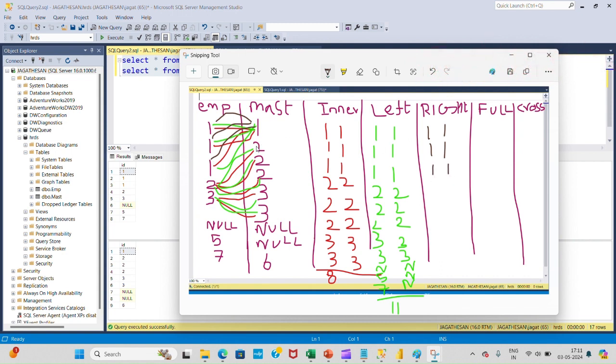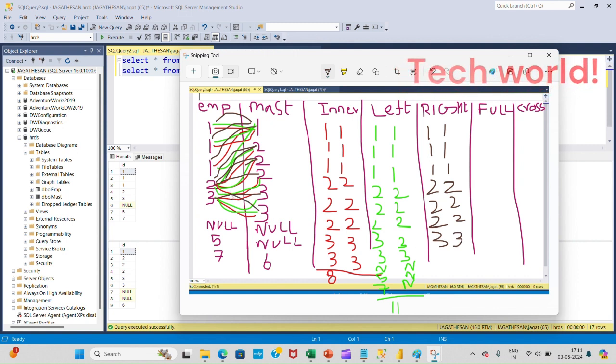These 2s match with these 2s, and again each 2 matches with the 2s. Then this 3 matches with this 3, and this 3 matches with this 3.